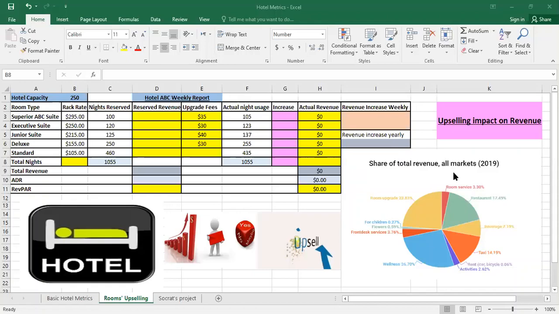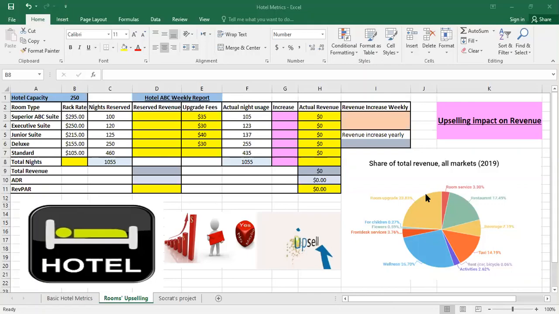It reviewed a year's worth of upsell data from 25 countries to see where the most demand was from guests. And as you can see here, wellness represents 26.7% of the upselling revenue, followed by the room upgrade, 23.83%.